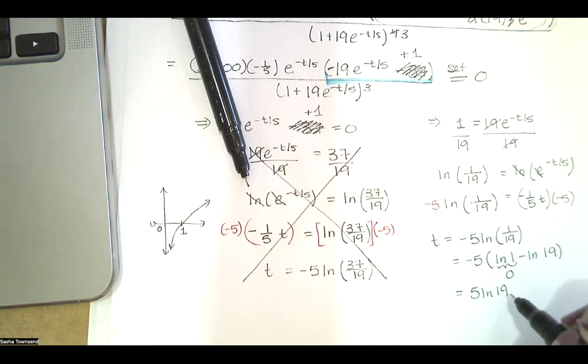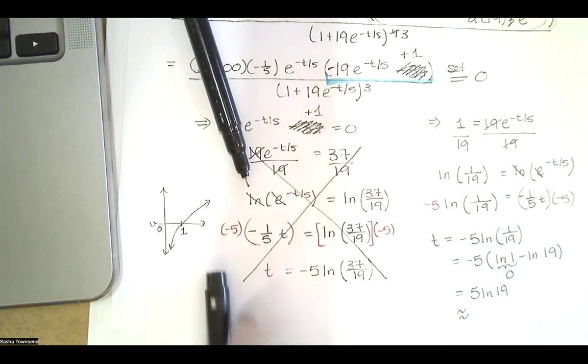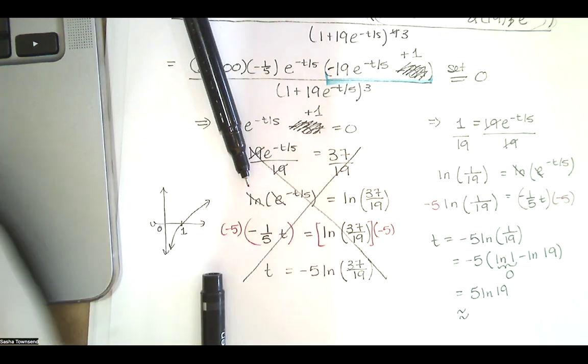And natural log of 19 is positive, and we're multiplying by 5, so it's still positive. And that's going to give us a finite number. I bet it's that 14.7 number that we saw as the maximum of p prime. Let's see.